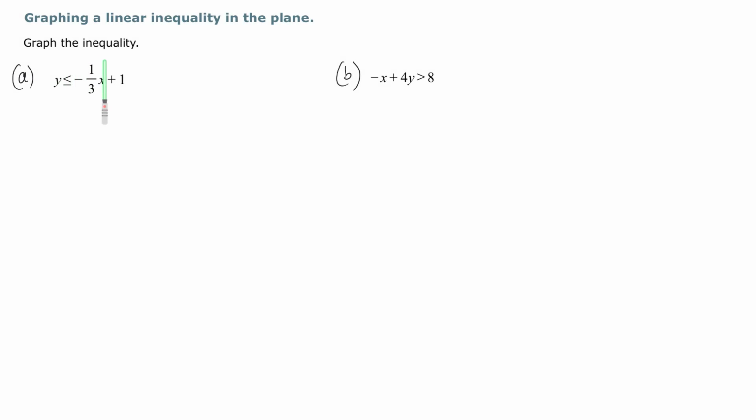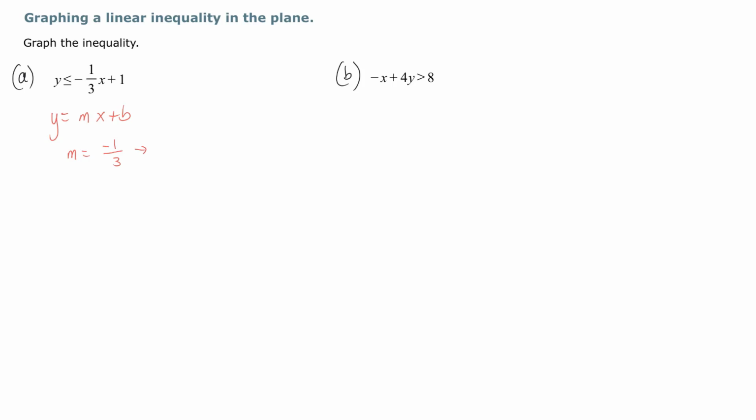Let's graph the linear inequality in the plane. This says y is less than or equal to negative 1/3 times x plus 1. The first thing we want to do is remember to graph the associated line with this inequality. It is in y equals mx plus b form, where m is the slope. So it says negative 1 over 3.